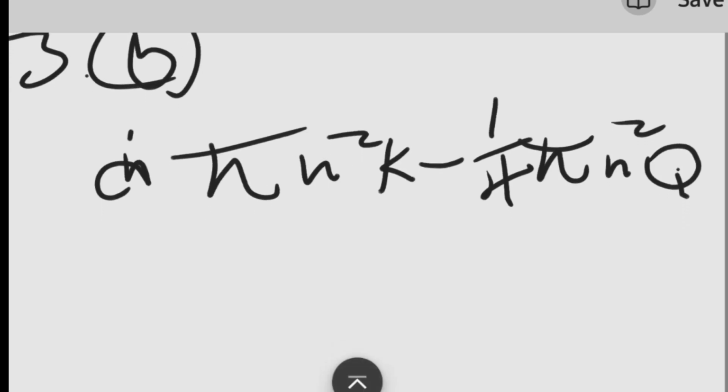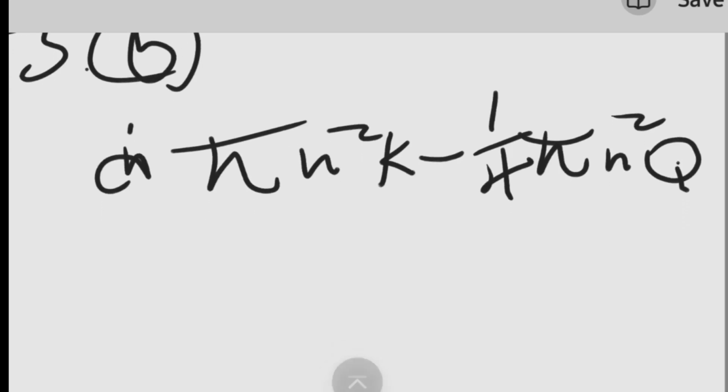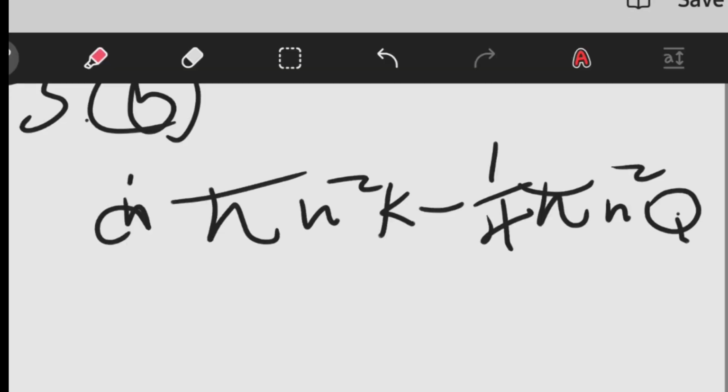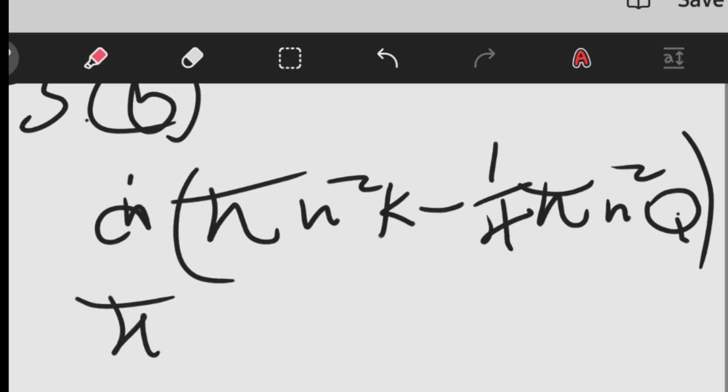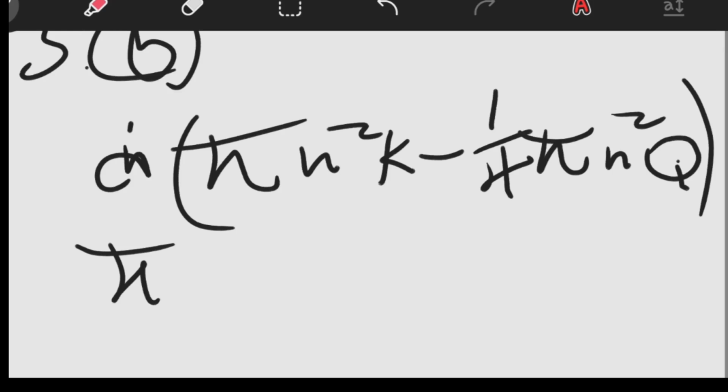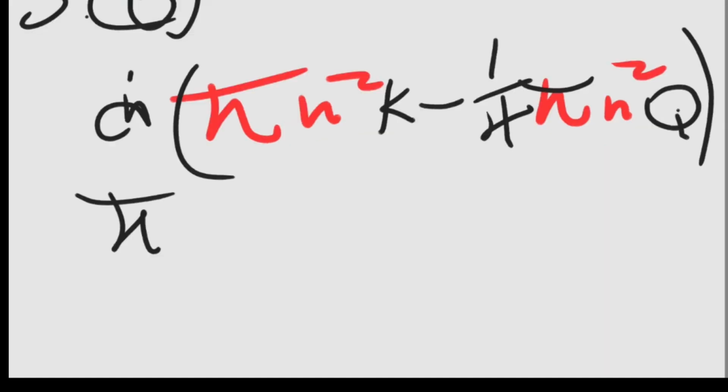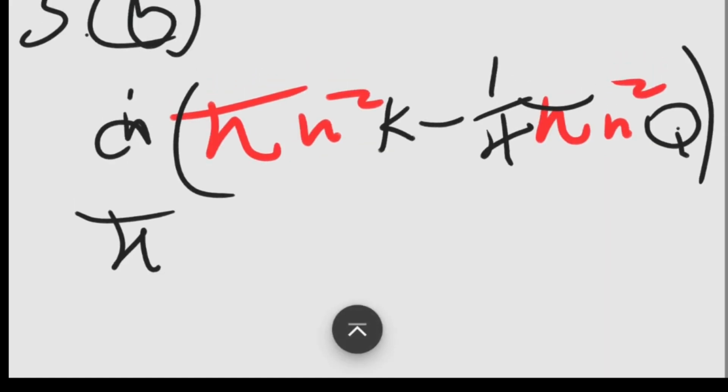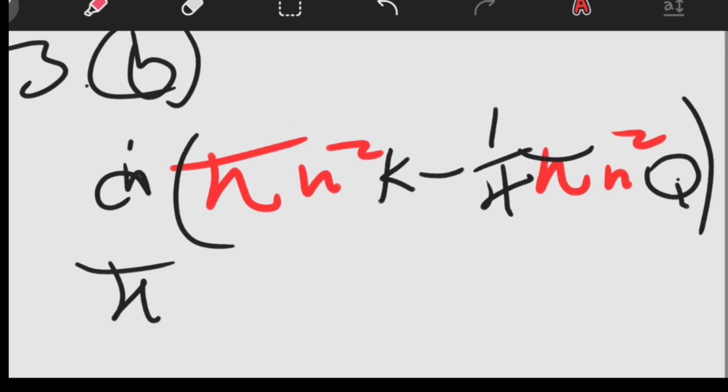Factorize this expression: pi n square k minus 1 over 4 pi n square q. We can put this in a bracket like this. We can factorize pi outside. There's also n here, so we have pi here, n square here. So we can factorize pi n square outside.